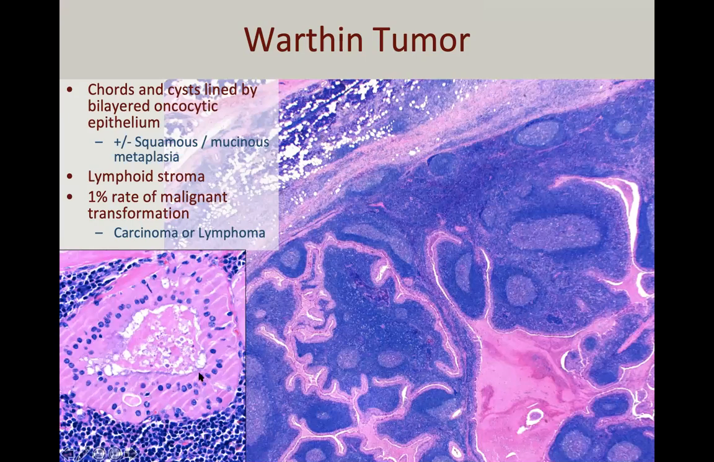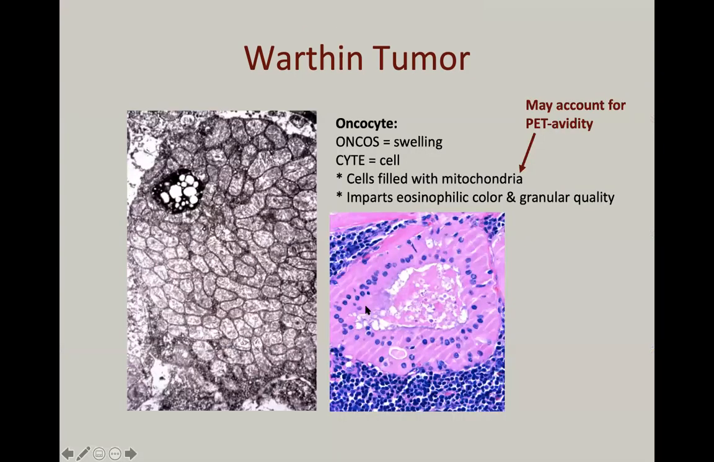It looks like these bilayered sort of ducts and cyst-like structures lined by these oncocytic cells with this excessive, abundant lymphoid stroma. Here at the top left, you can see the normal gland. So there's low rates of malignant transformation in these. Mostly they remain benign neoplasms.